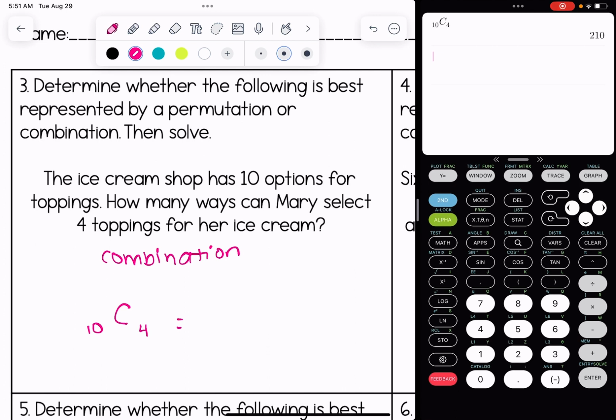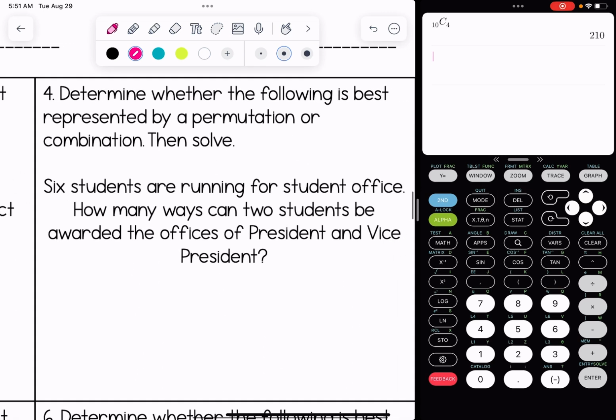Hit enter, and we get there are 210 different ways that Mary could select 4 toppings out of the 10 options. Number 4, same idea, determine if it's best represented by a permutation or combination, and then we're going to solve.